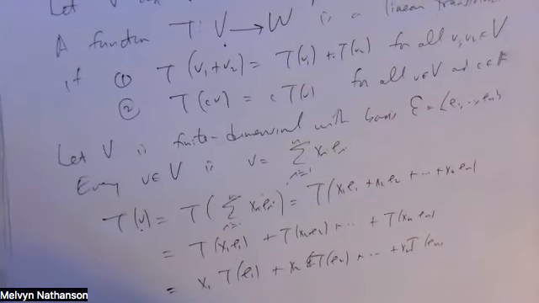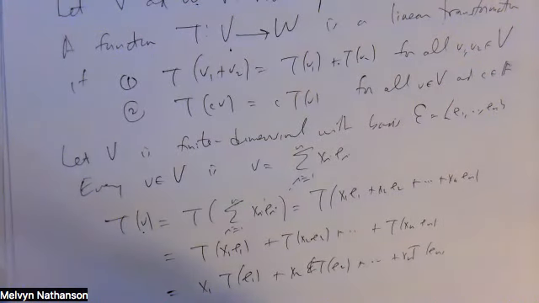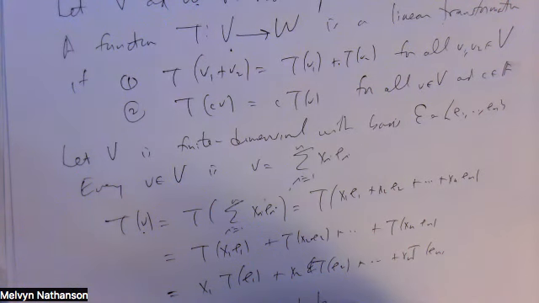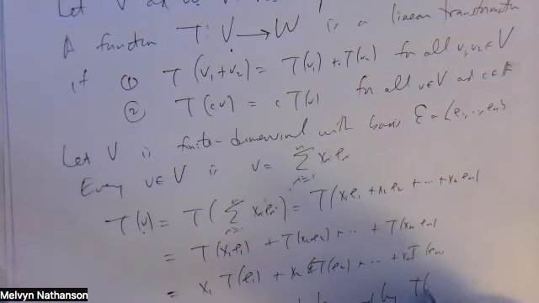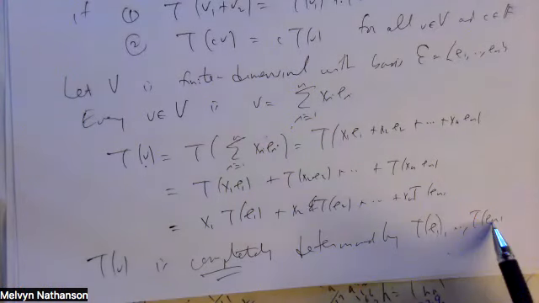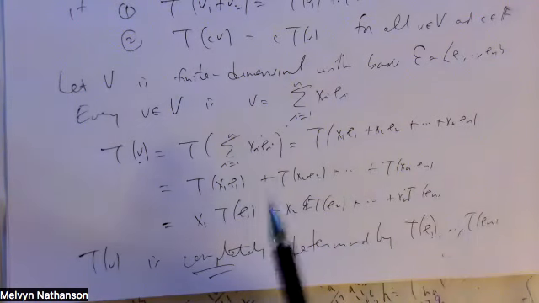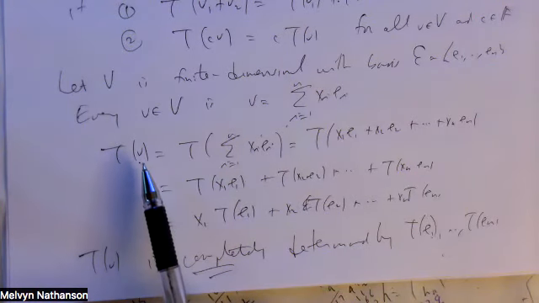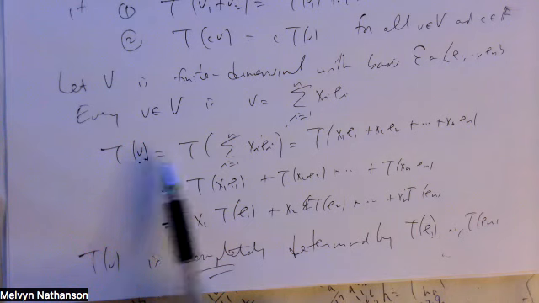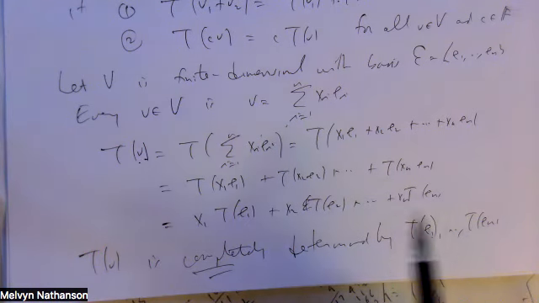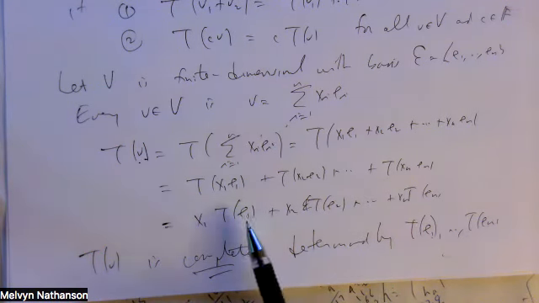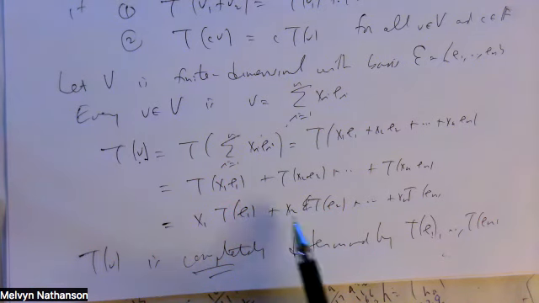So T of V is completely determined by T of E1 up to T of En. If you know these n vectors, then you can completely describe T. Given the coordinate vector of V with respect to the basis, you get the image of that vector in the vector space W.